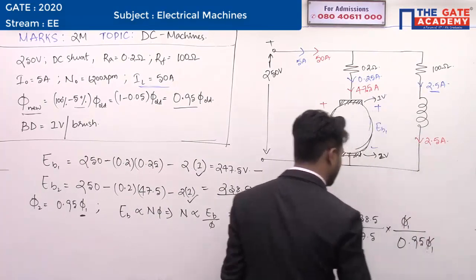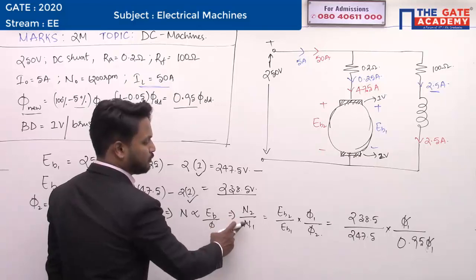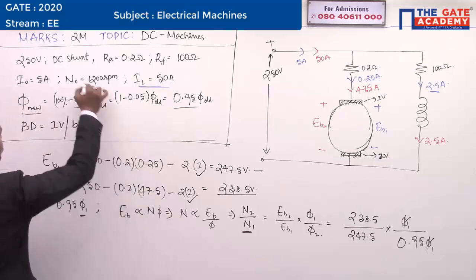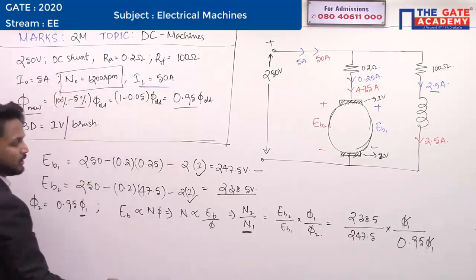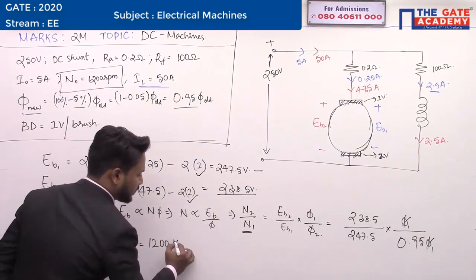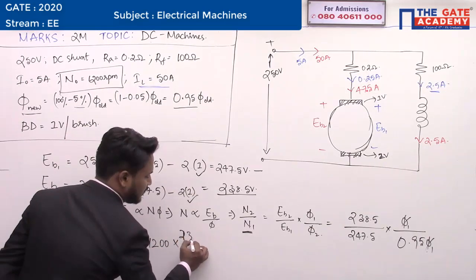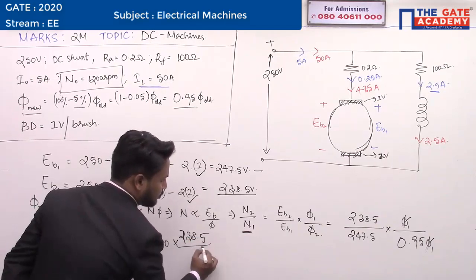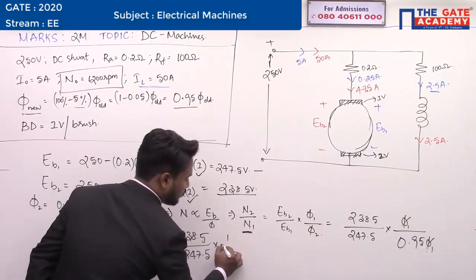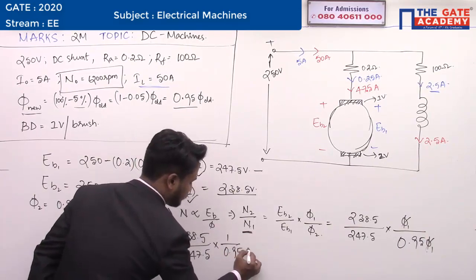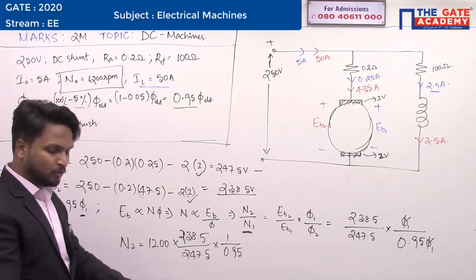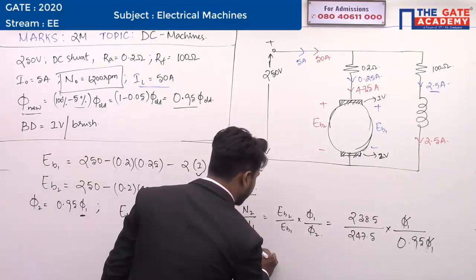Phi 1 gets cancelled. So for getting N2 you have to multiply N1 with this. What is N1? N1 is nothing but the no load speed, that is 1200 RPM. Therefore N2 is equal to 1200 multiplied by 238.5 divided by 247.5 multiplied by 1 by 0.95. Right? This is the value of N2. If you just calculate, you will get N2 as 1217.22 RPM.